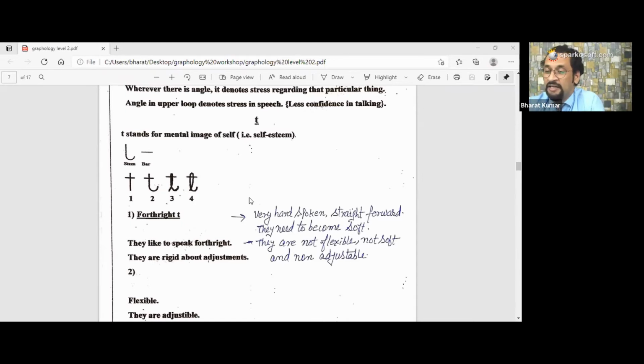So the first T is like a Jesus cross. The second T is like a bent Jesus cross. And the third and fourth Ts are totally different.